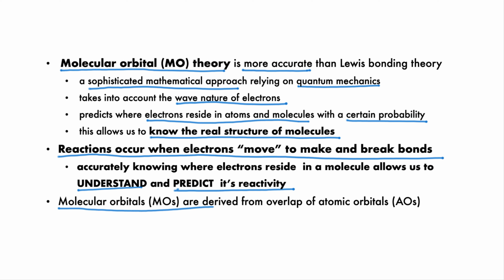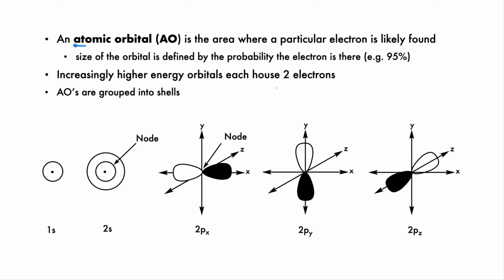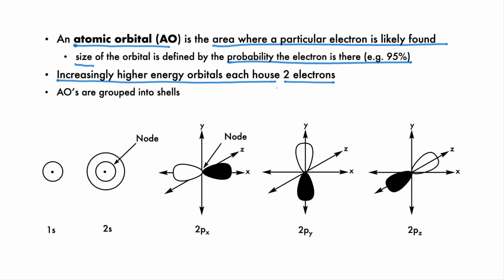Molecular orbitals are derived from the overlap of atomic orbitals, AO for short. So we need to start with learning about atomic orbitals. An atomic orbital is the area around an atom where an electron is likely to be. The size of the orbital is defined by the probability that a particular electron resides there, for instance with 95% probability. An atom can have several atomic orbitals of increasing energy. Each orbital houses a maximum of 2 electrons.